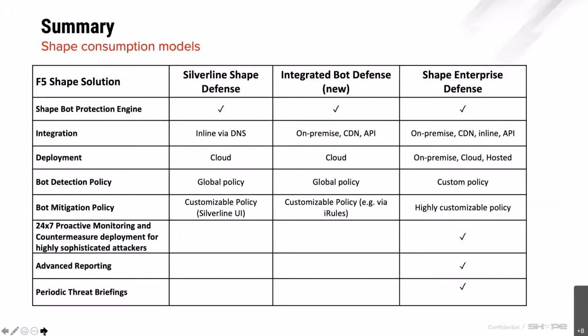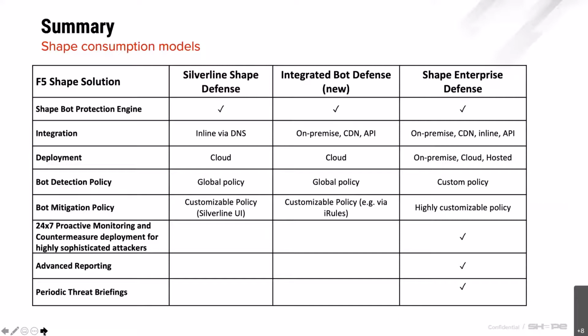There's a new intermediate offering, which we're calling integrated bot defense, which allows an on-premise or CDN integration. We provide, for instance, an iApp that you can use to configure BIG-IP to enable this. It utilizes the API. The signals get sent to the Shape cloud infrastructure. We send a decision back, and then you mitigate within an iRule.